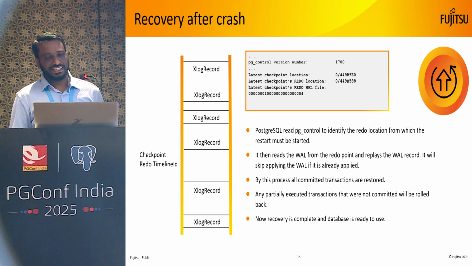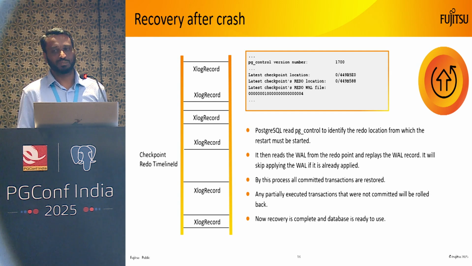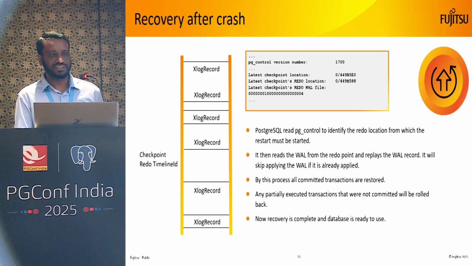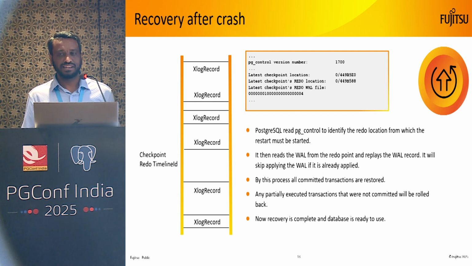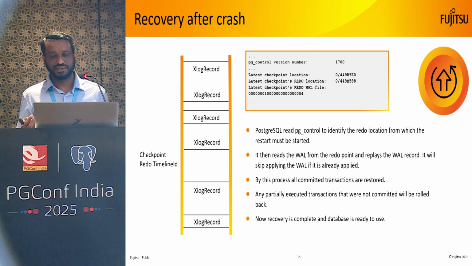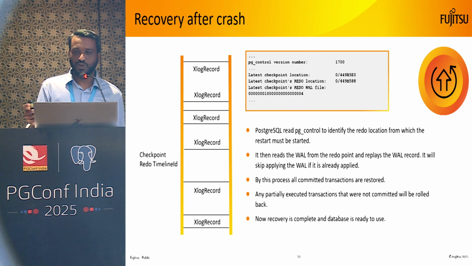So next we'll see how recovery happens after a crash. I told you in checkpoint, right, we maintain what was the redo point, so up to how much data is flushed to disk. We will read the pg_control file. From the pg_control file, we know from which location we need to replay, to recreate the system back to how it was before the shutdown or crash, right? So now I know the location.